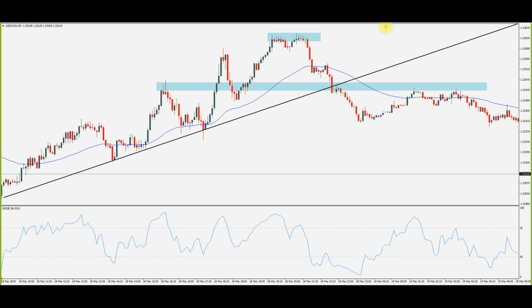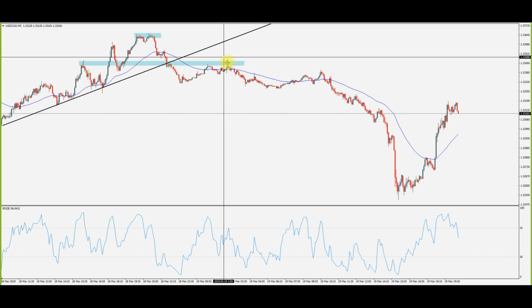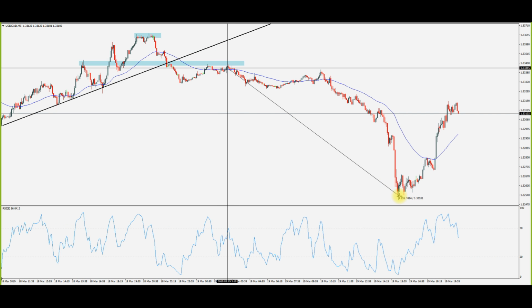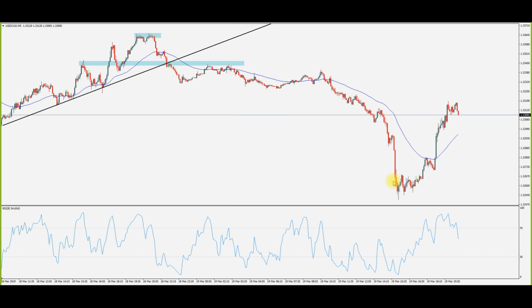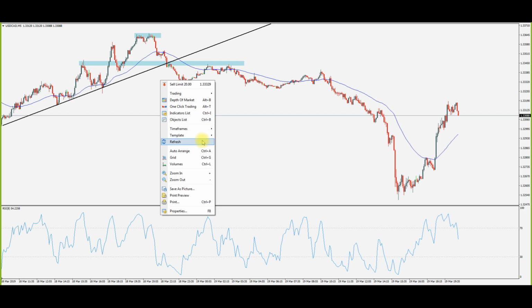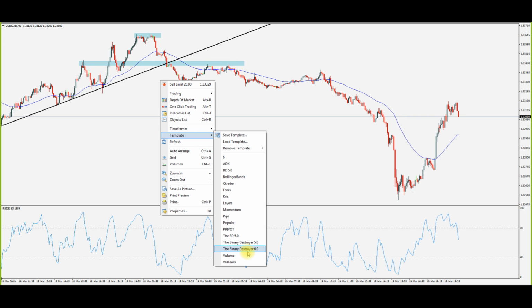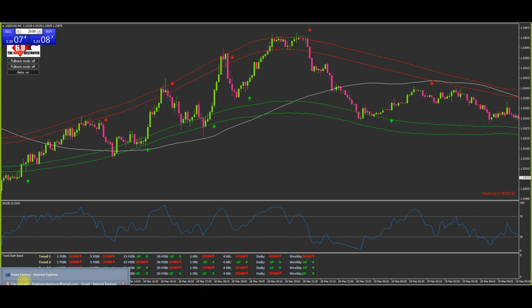So what I did was I got into a trade around here. I didn't actually ride the trend down, but this trade here, look at the move here. This trade would have given you a 90 pips move. So if I load up the Binary Destroyer now, I'll show you the exact trade. We'll go back to the charts here, and I'll show you the trade.